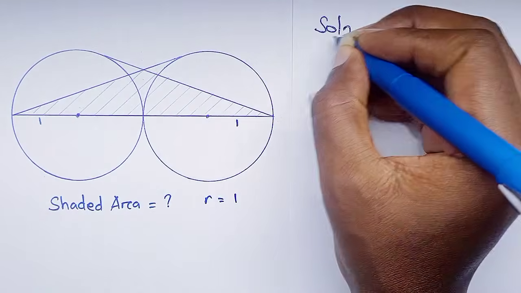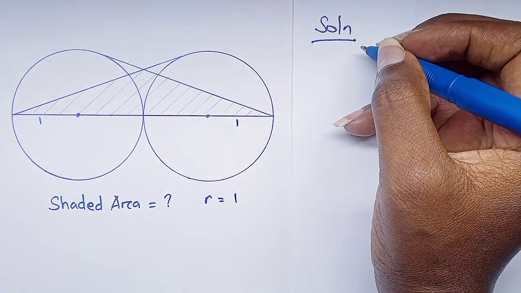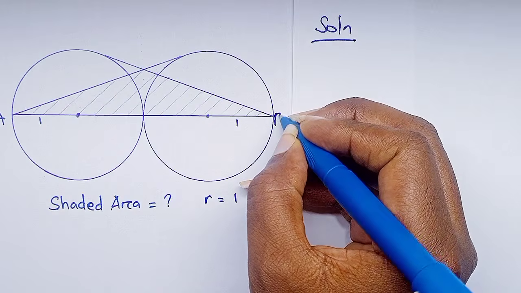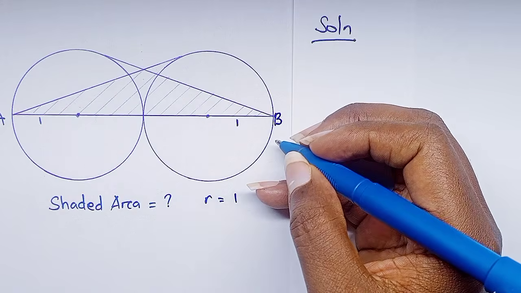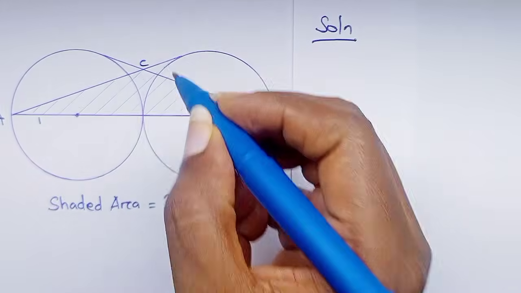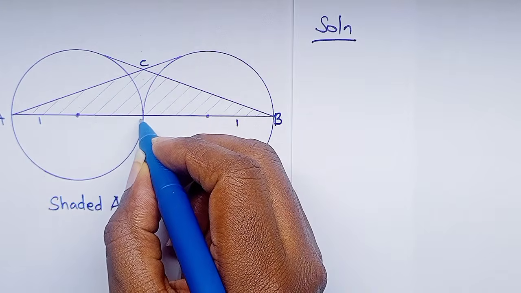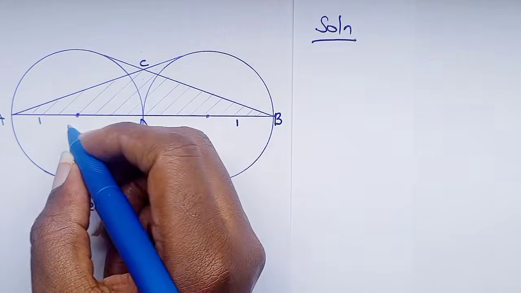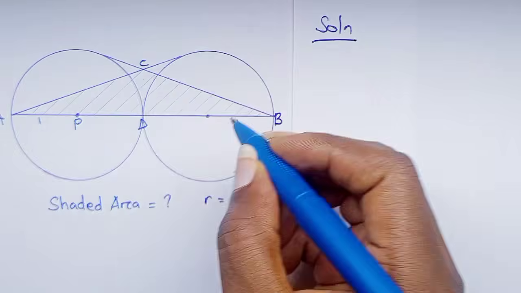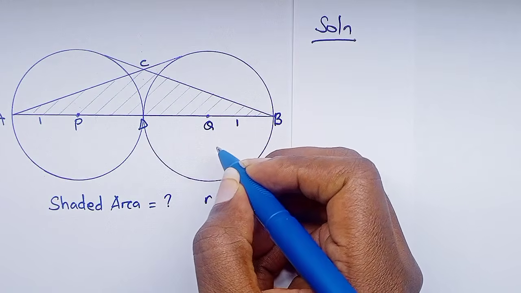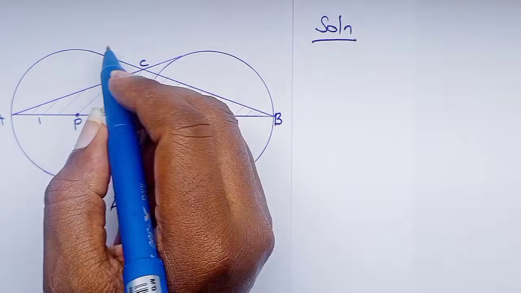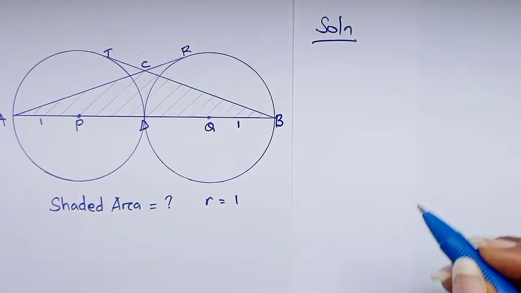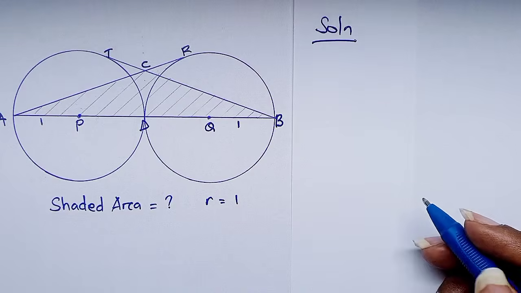So, solution, let's start by labeling our points. Let this be point A, let this be point B, let this be point C, and this here where they meet, let it be point D. Now let the center of this one be P, and let the center of this one be Q. Also, this point of tangency, let it be T, and this point of tangency, let it be R. So let's start with the solution.